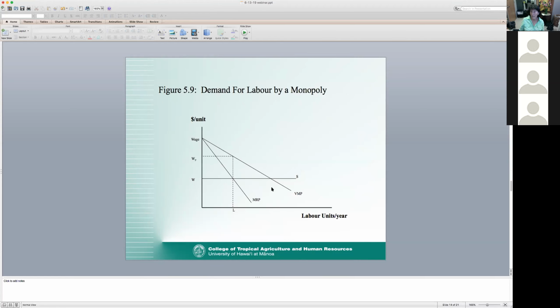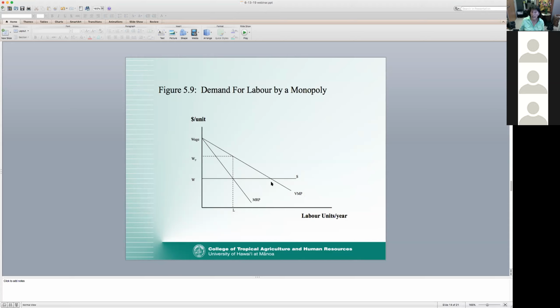And here's kind of some monopoly cases. Remember I said somebody has power. So this is a demand for labor by a monopoly. I'm the only employer in town. This is my demand curve, the value of the marginal product, right? But because I'm the only employer, I'm actually going to be hiring using this curve, the marginal revenue product.